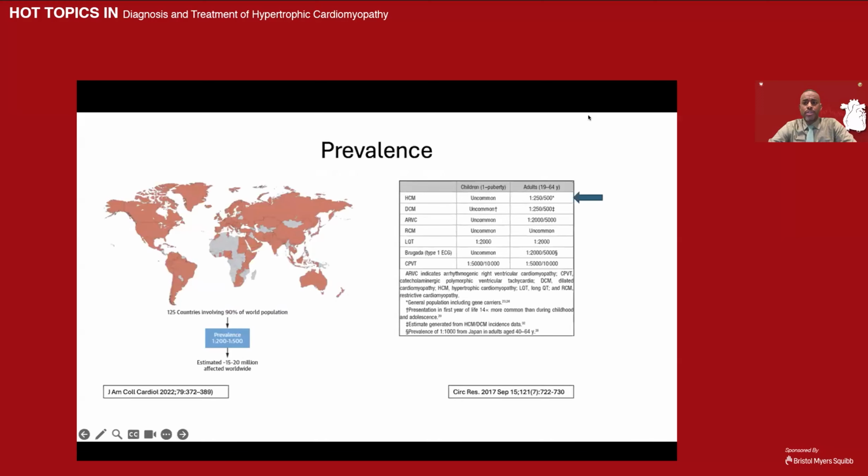So hypertrophic cardiomyopathy is extremely common worldwide. This is data showing that the prevalence can be 1 in every 200 individuals, actually. So it's much more common than any other cardiac condition. And as you can see here, it's much more common than dilated cardiomyopathy and some of the other cardiomyopathies that exist. So it's something that a cardiologist or even an internist will run into in their usual practice pretty frequently.